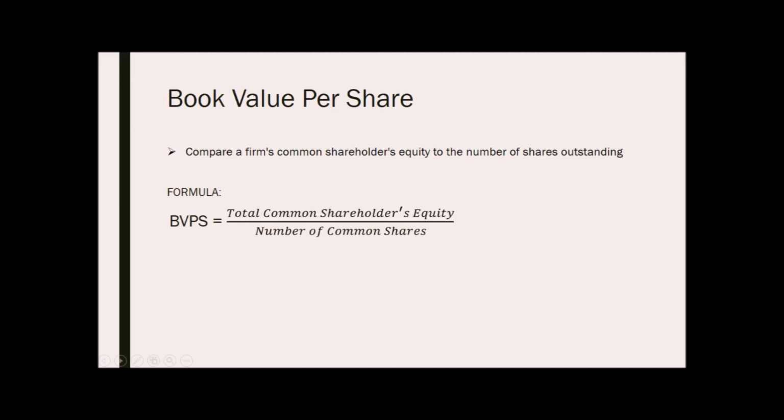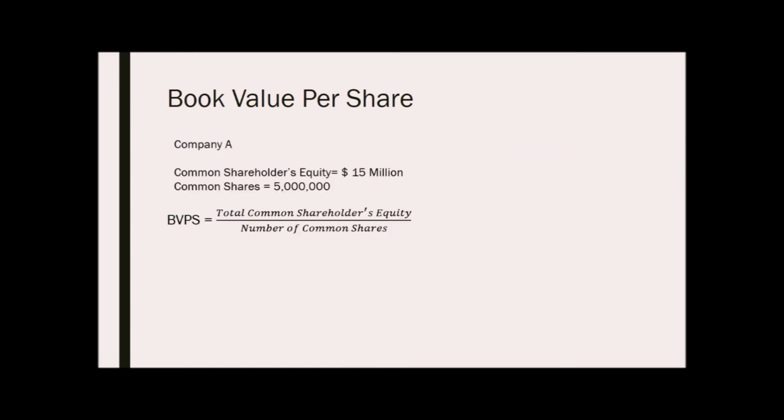For example, Company A has common shareholders' equity of $15 million and common shares of 5 million. To get the book value per share, just divide 15 million by 5 million and we get $3. If a firm's book value per share is higher than its market value per share, then the stock is undervalued. This means that it trades lower than the price that the market determines.